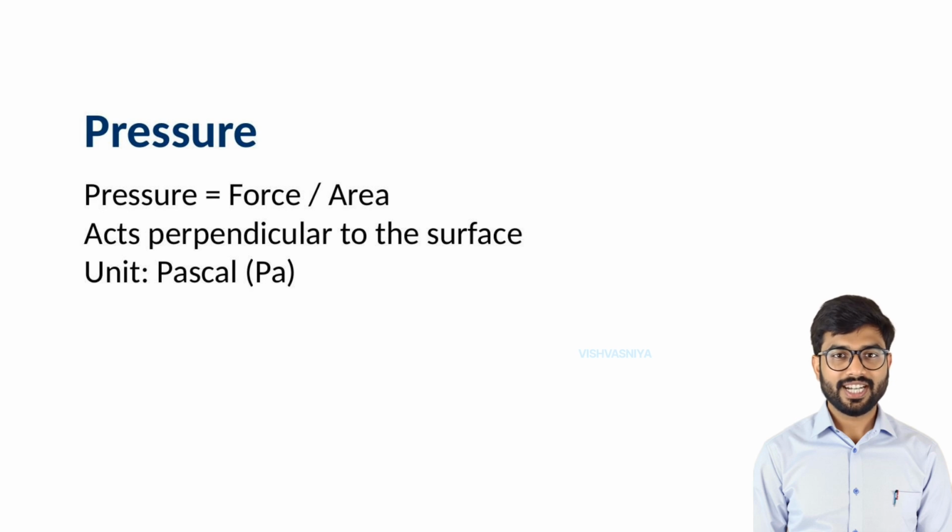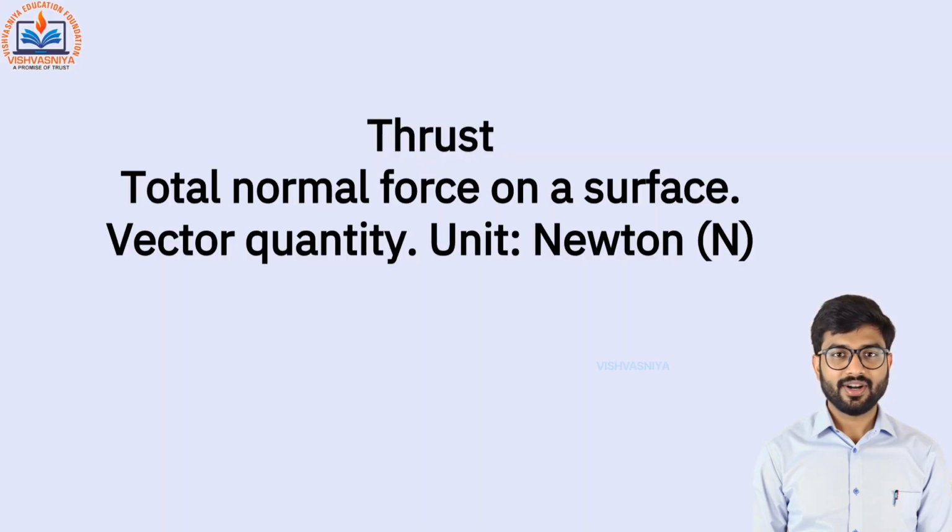Now we move to pressure and hydrostatics. Pressure is defined as force applied per unit area. It is measured in Pascal. It is a scalar quantity. Thrust is the total force acting normally on a surface. Thrust is a vector quantity.